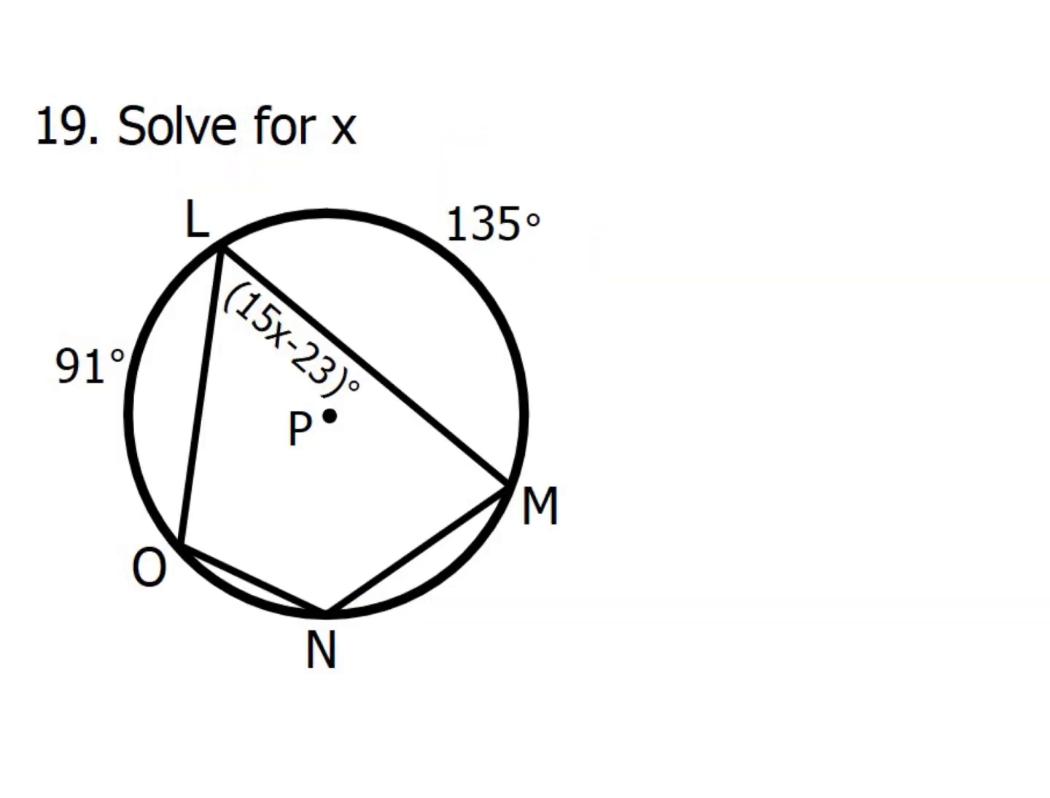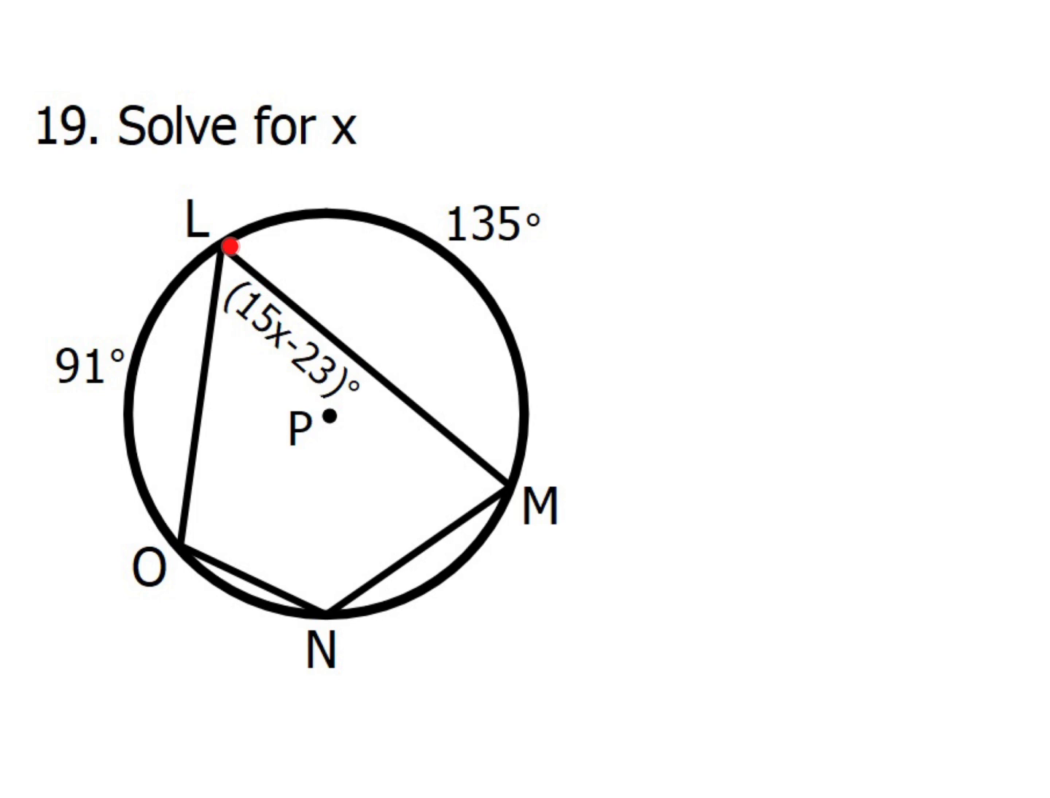Okay, so for number 19, we actually have a couple options. Considering this is the part of the lesson dealing with inscribed quadrilaterals and the fact that their opposite angles are supplementary, I'm going to show you that method first, and then I'm going to do number 19 again using probably a method that's a little bit faster with the inscribed angle measures.